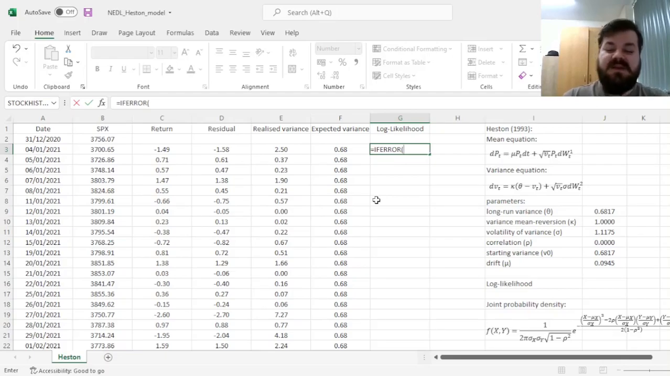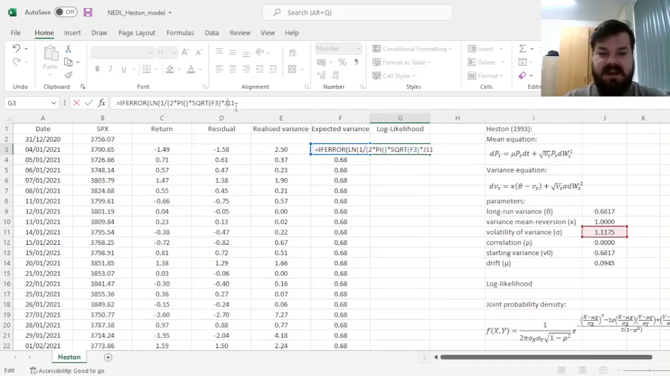So if error, first we plug in the natural logarithm of 1 over 2 times pi times the standard deviation of our x variable. Here it's a mean, so that would be the square root of expected variance, times the sigma, the volatility of the second process, which would be the volatility of the variance, that is the constant parameter given here, so we need to lock it. And then we need to multiply it by the square root of 1 minus correlation squared, and again, it's a constant parameter, so it needs to be locked. That finalizes the denominator, and we only have to code in the exponent term over here.